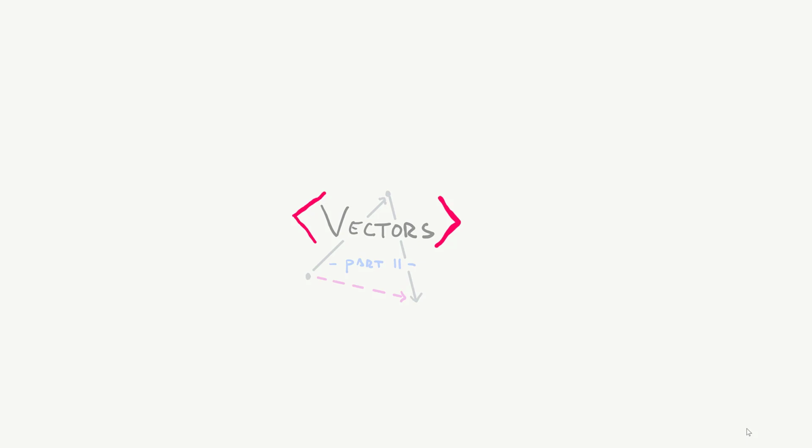Today, we're going to be talking about the second part of my vectors lecture, and this one is going to be quite long. We're going to be talking about vector subtraction, scalar multiplication, and then finally the dot product. So go ahead and grab yourself a nice cool beverage, sit back, relax, and let me teach you about the last part of vectors here.